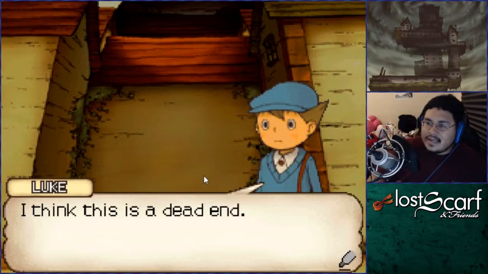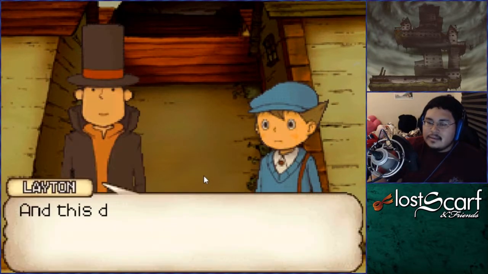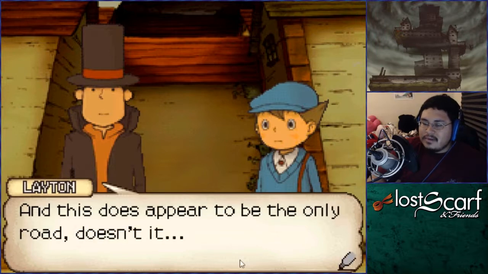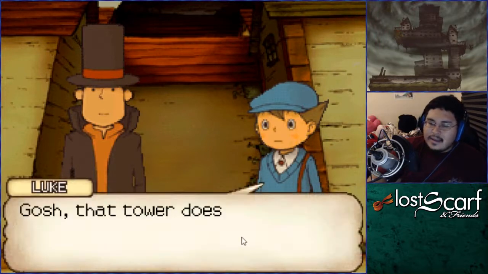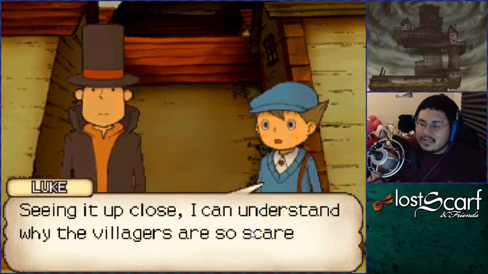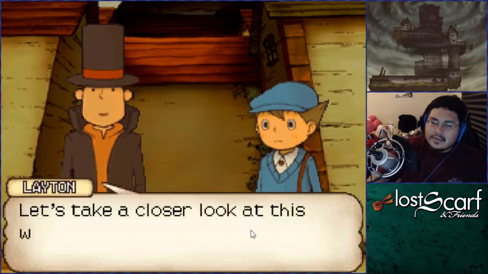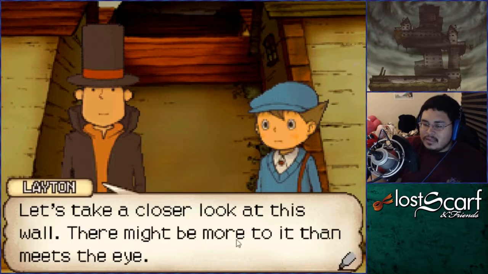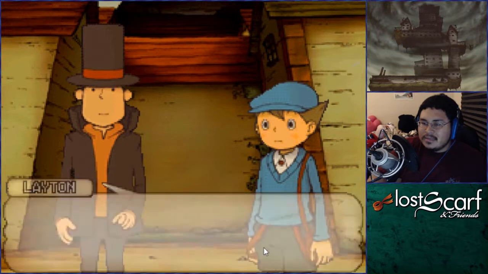I think this is a dead end, Professor. And this does appear to be the only road, doesn't it? Gosh, that tower does look awfully ominous, doesn't it? Seeing it up close, I can understand why the villagers are so scared of the place. Let's take a closer look at this wall. There might be more to it than meets the eye. It's the entrance.